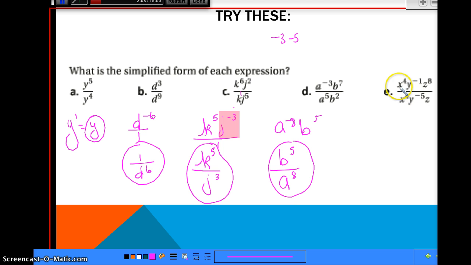All right, here's a big one. We have x to the 4th divided by x to the 4th. Well, that really equals 4 minus 4 is 0. They actually cancel, and anything to the 0 power is 1. I'll leave it like that for now.